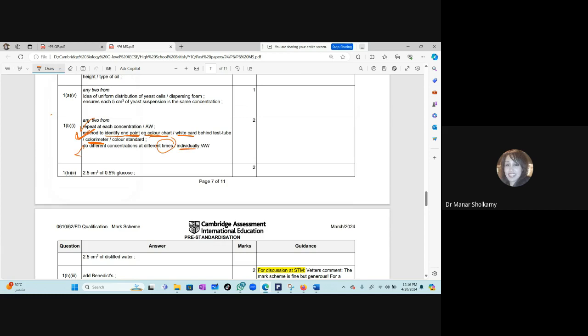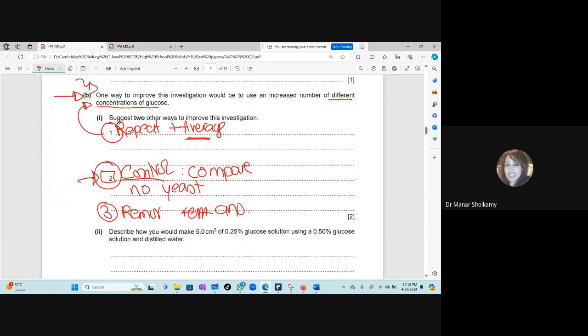Do different concentrations at different times individually. In other words, this is not the same answer as doing different concentrations of glucose. No, we will do the experiment for every concentration separately. In the experiment here, they did the different glucose concentrations at the same time. They had 3 test tubes at the same time, and they added the methylene blue to every test tube. The 3 test tubes were observed at the same time to see the time needed for the color to change from blue to colorless. Maybe you will not concentrate, this is you and these are your eyes. You will not concentrate on the 3 test tubes at the same time. So it is better to do every investigation separately.